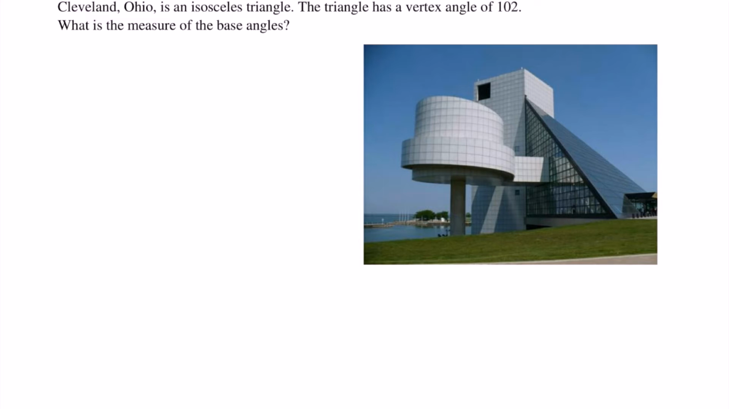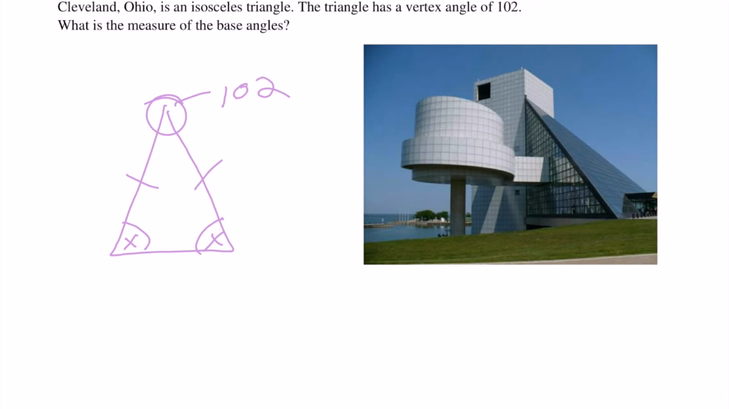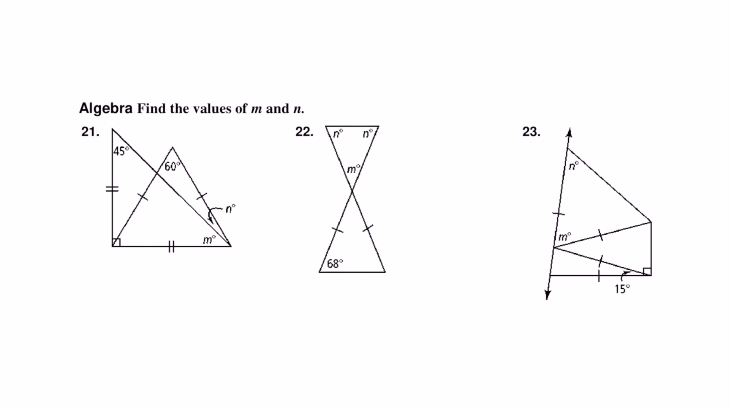This says the wall at the front entrance to the Rock and Roll Hall of Fame in Cleveland, Ohio is an isosceles triangle. The triangle has a vertex angle of 102. Remember, the vertex angle is the angle up here. 102 is that angle. What is the measure of the base angles? So call this x, they must both be equal because they're across from congruent sides. And then set up your equation, x plus x plus 102 must equal 180 because all three angles in a triangle add to 180.